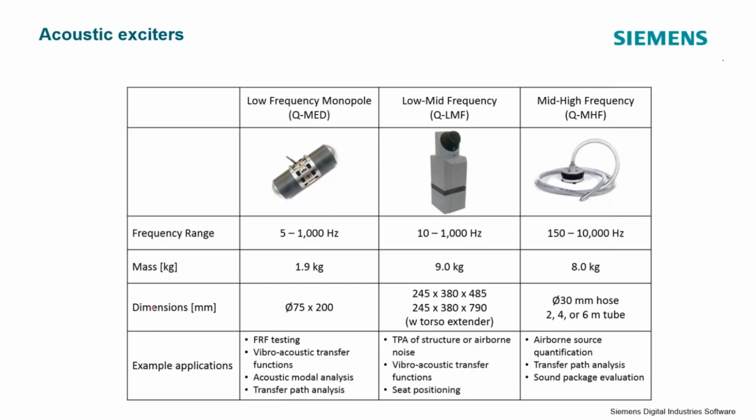You see both the QMed and the low mid frequency really focus on that sub 1000 hertz range. The big difference here is the QMed is a point source at all frequencies. So it's built to have a very small geometry, so you can fit it in a smaller location, like the trunk or maybe in the footwell of an automobile or some smaller place.